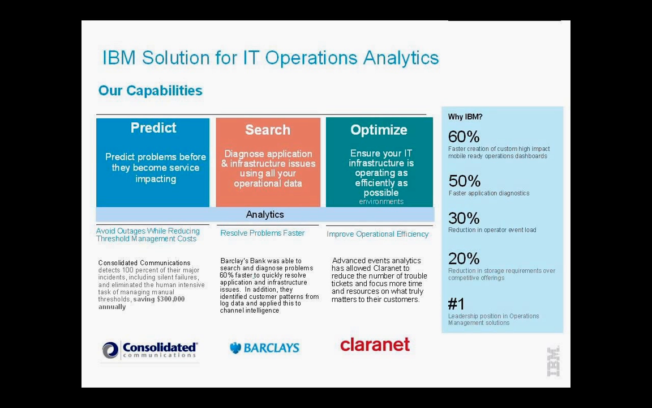On the next side, the next level is search. Okay, I've identified that there is a problem or potential problem in my environment, and I've got a whole boatload of data to potentially find the cause of that problem. How can I quickly search and find that associated problem, get it fixed before it becomes service impacting, right? And then sort of round that out with optimizing, right? How can I make sure that my infrastructure is operating as efficiently as possible?